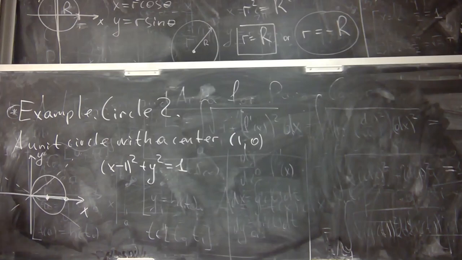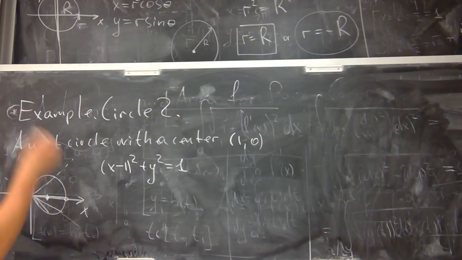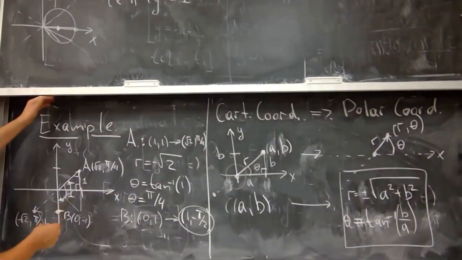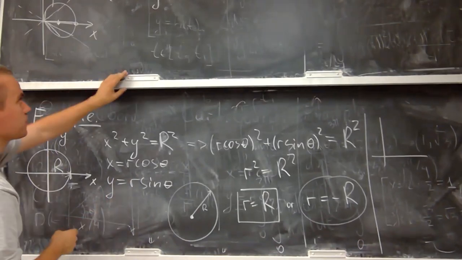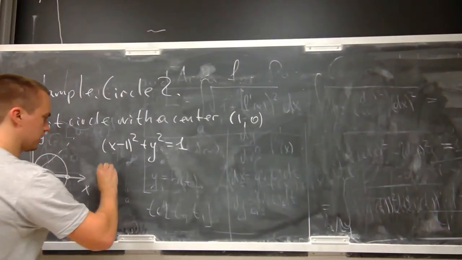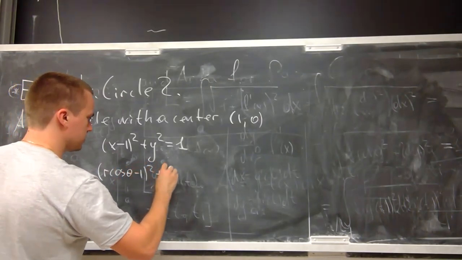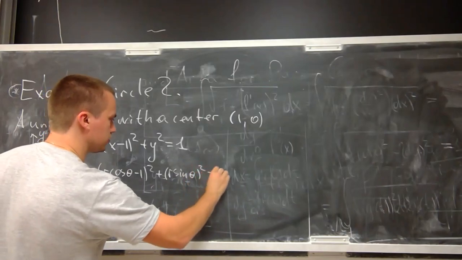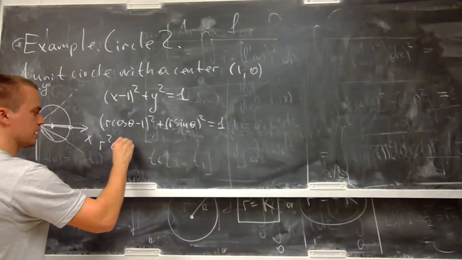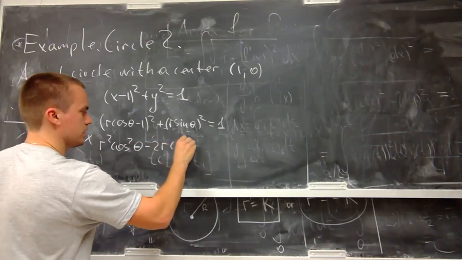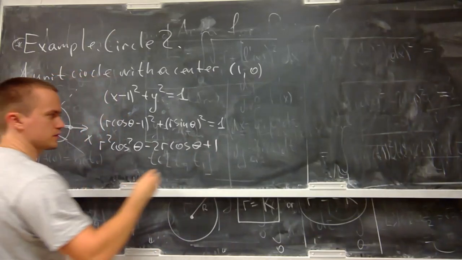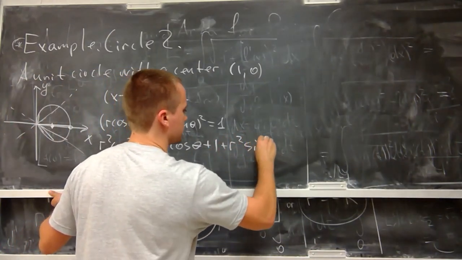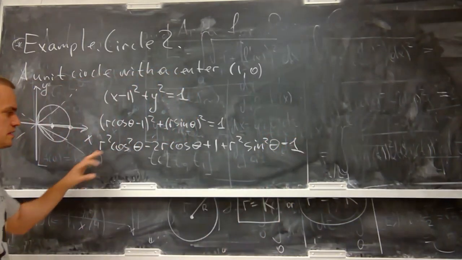But I would expect my formula to depend on theta, because for different theta, I will get a different radius. When theta goes toward negative pi over 2 or pi over 2, my radius goes to 0. Let's see what we get. The idea is the same: x equals r cosine theta and y equals r sine theta. So we get r cosine theta minus 1 squared plus r sine theta squared equals 1. Here we get r squared cosine squared theta minus 2 r cosine theta plus 1, plus r squared sine squared theta equals 1. Let's simplify this formula a little.